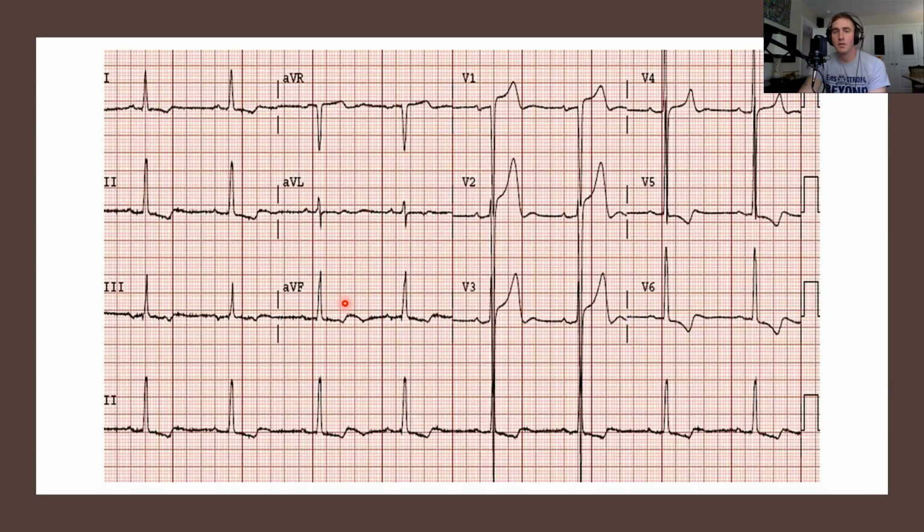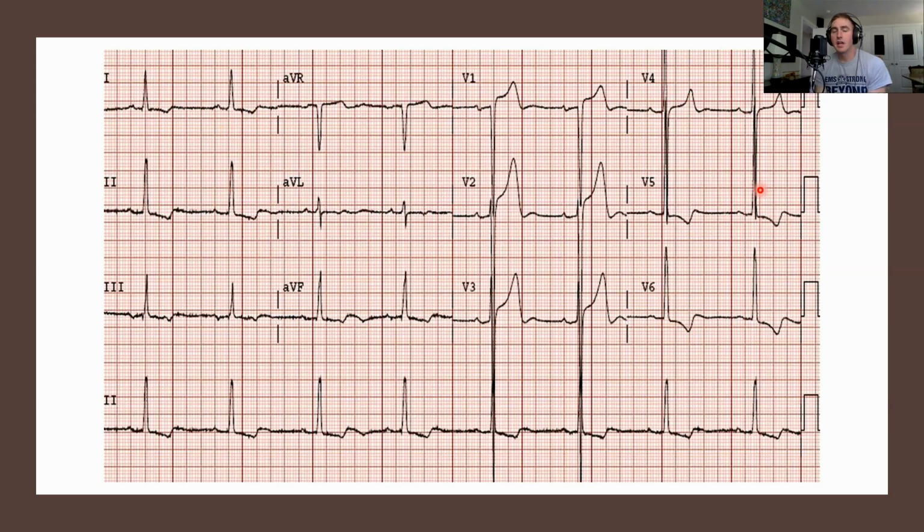So here's another example of LVH. There's a lot of elevation right here. It looks like almost more than 5 millimeters of ST elevation in V2, and a lot in V3. But you also have huge voltage. The voltage even goes off of the page. And you've got that strain pattern in V6, strain pattern in lead 1, and you've got T waves that are opposite the QRS in every single lead.